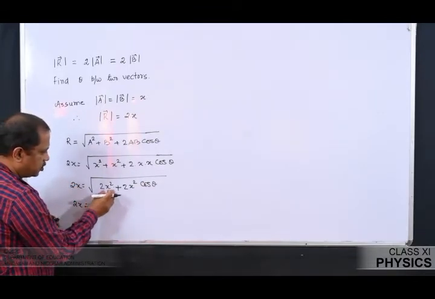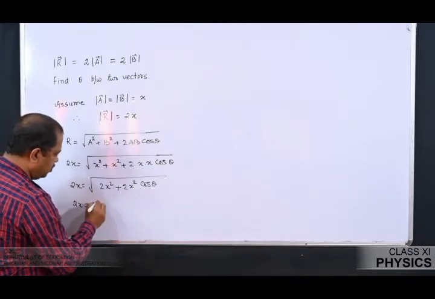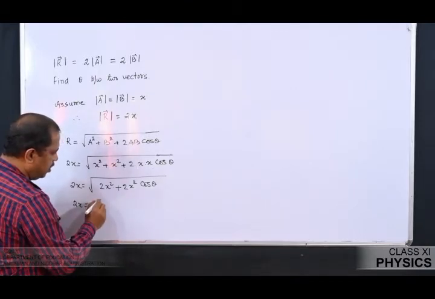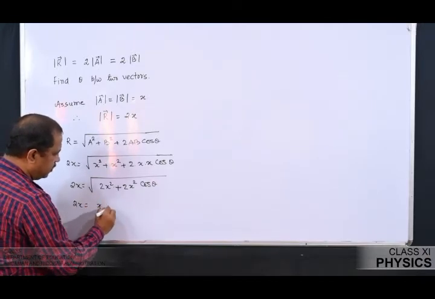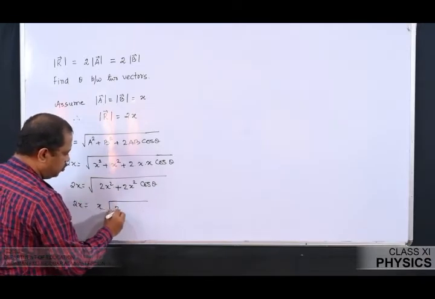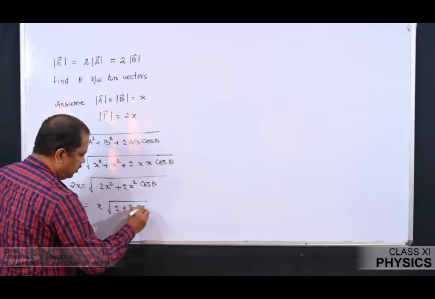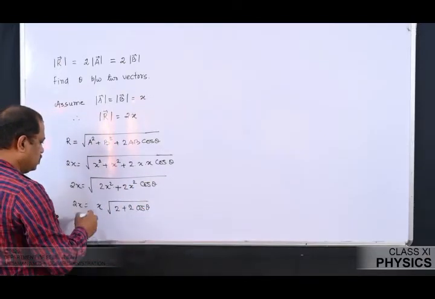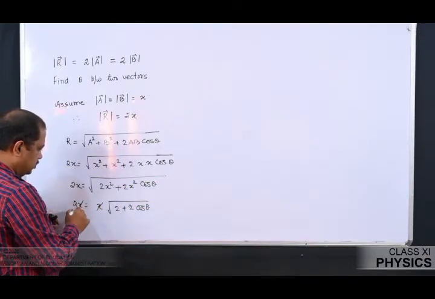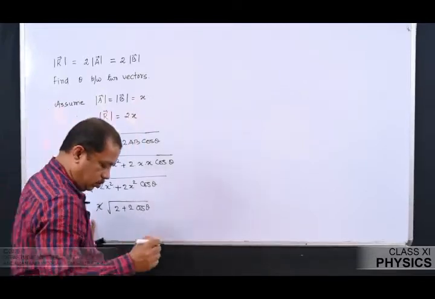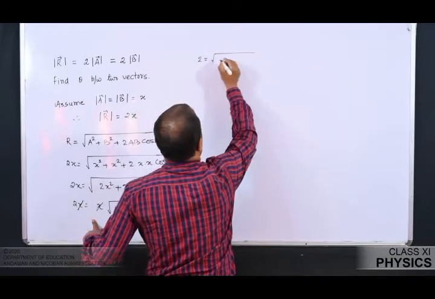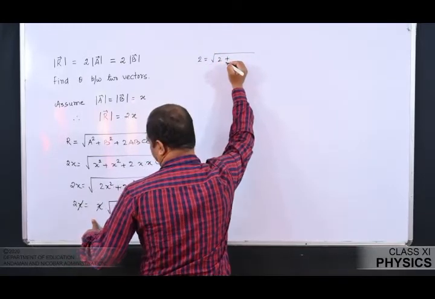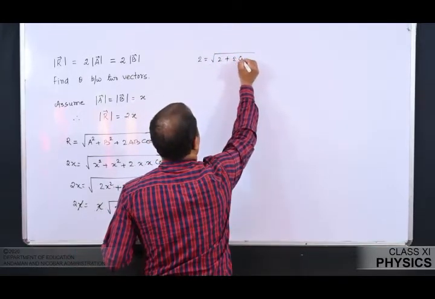I find that 2X square is common. So therefore, when I take out X, I have here 2 plus 2 cos theta, and X and X are gone. So I am left with 2 is equal to under root of 2 plus 2 cos theta.